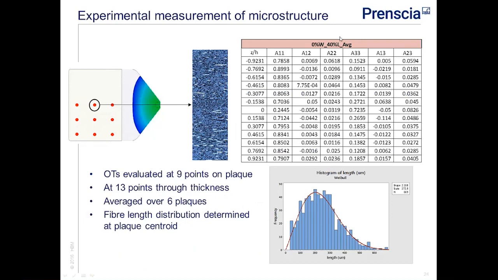So in the table on the right, you can see a summary of the orientation tensor components at the center of the plaque at 13 different points through the thickness. And at the same time, we've also had the fibre length distribution determined from the center of the plaque.